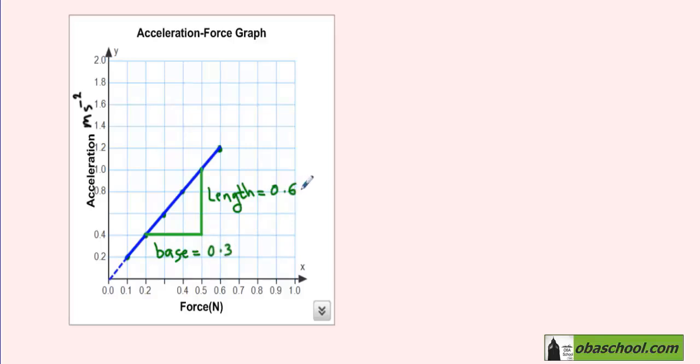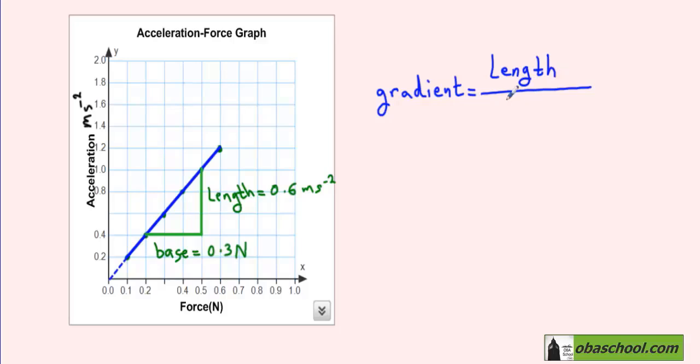The length is 0.6 meters per second squared according to the y-axis, and the base is Newton according to the x-axis. Now for the gradient. It is equal to length divided by base. We already know the length and the base. The length is 0.6 meters per second squared divided by 0.3 Newton.